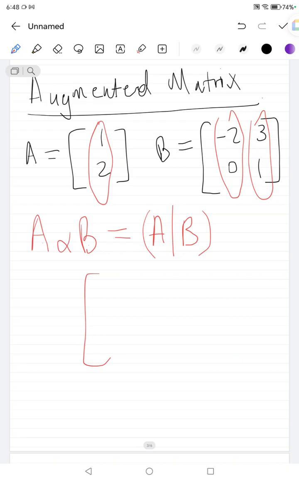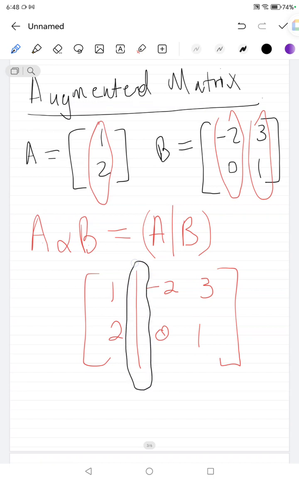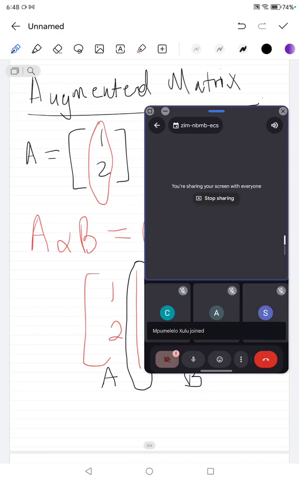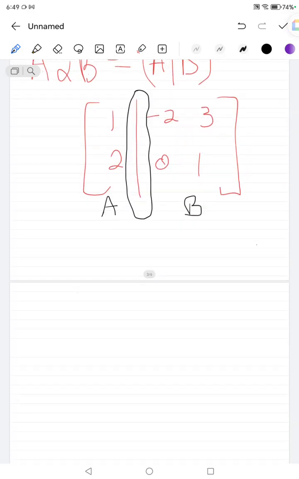On your left hand side, you have that 1 and 2. Then you have this line in between. Then you write your second matrix, which is your -2, 3, 0 and 1. This line in the middle just shows where one half of the matrix ends and where the other one starts. On this side we have your A, and on this side we have that B. So these are now in augmented form.